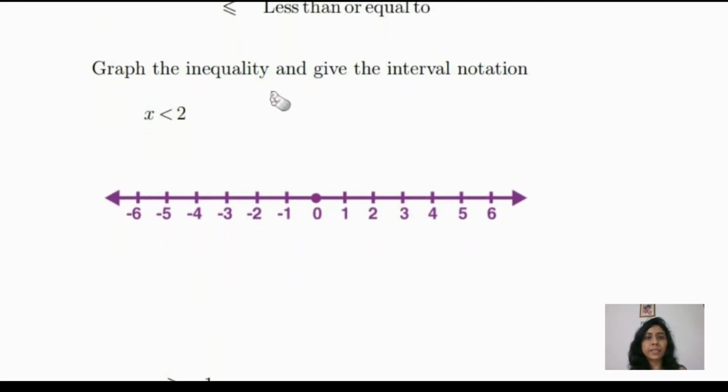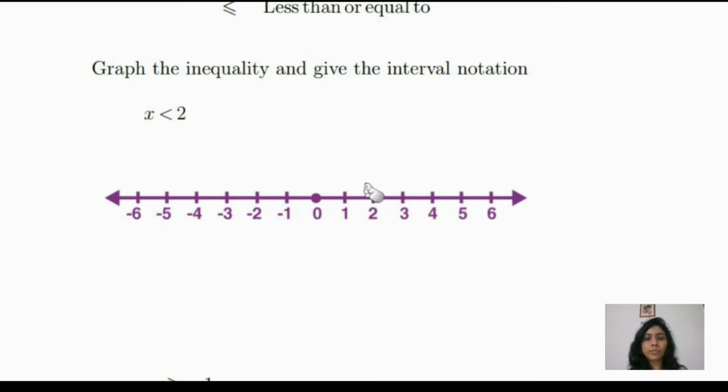Here it says graph the inequality and give the interval notation: x < 2. So here x can be any negative number, 0, 1, any number, but not 2. Like 1.8, 1.9, 1.99, 1.9999, but not equal to 2 because the equal sign is not given. So x < 2 means 2 is not included.